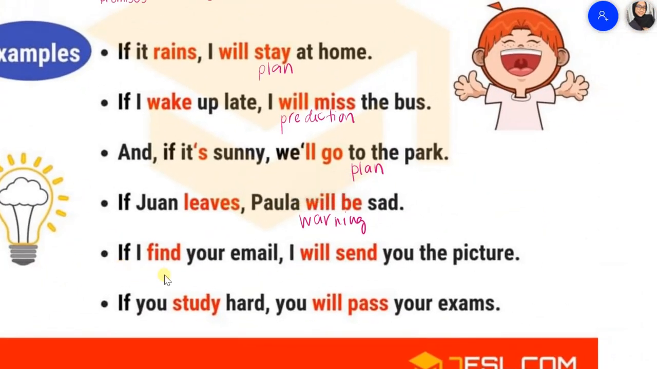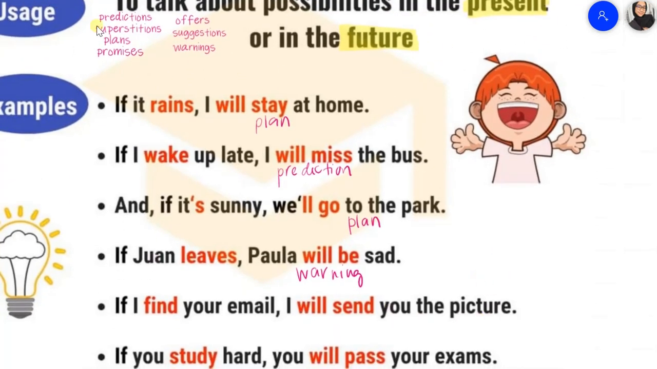This one, if I find your email, I will send you the picture. What is this? Is it a prediction? Superstition, plans, promise, offer, suggestion, warning? If I find your email, I will send you the picture. I think this is an offer. Yeah, this is an offer, right? What about the next one?